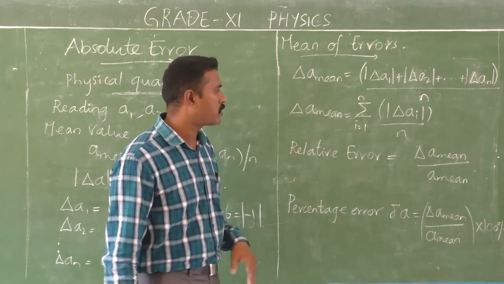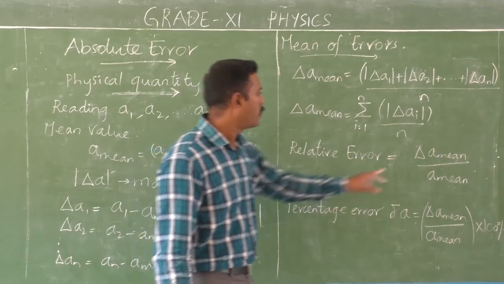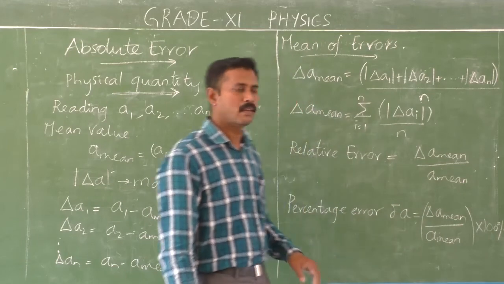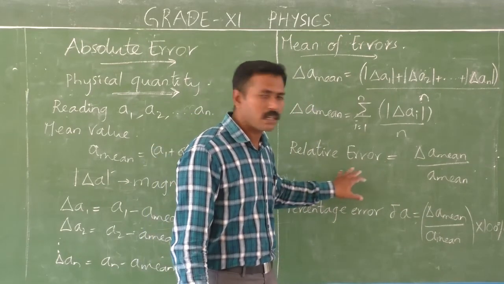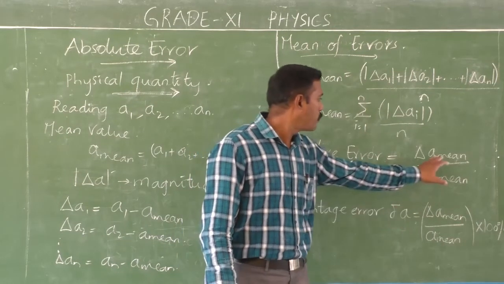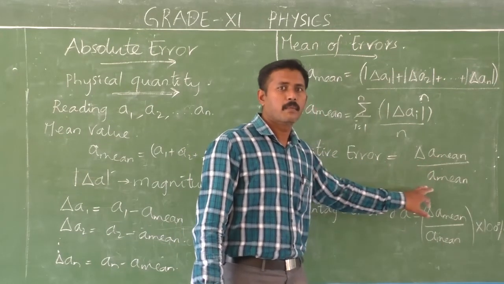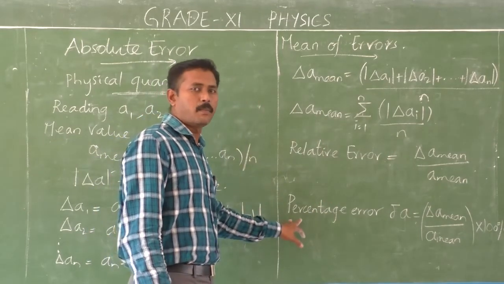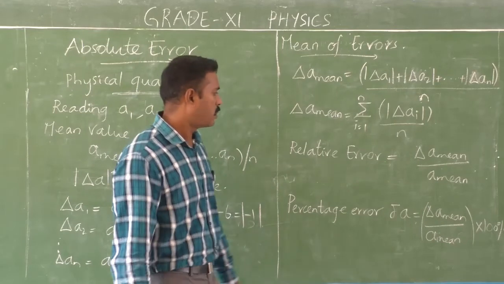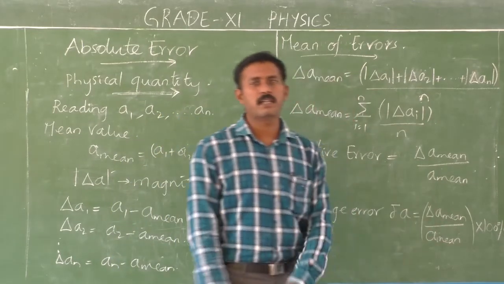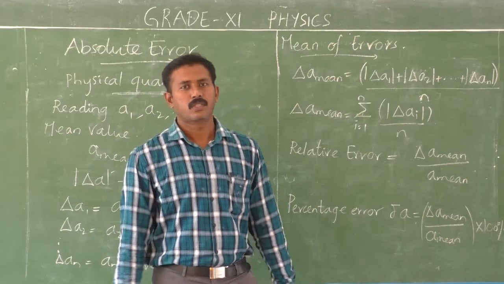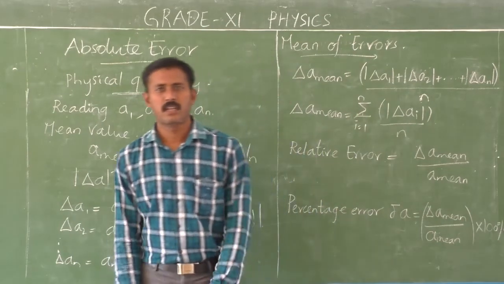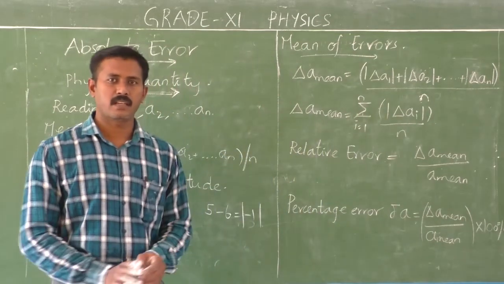What is relative error? It is the ratio of the mean absolute error to the mean value. I repeat, relative error is the ratio of the mean absolute error to the mean value. Finally, percentage error. The relative error multiplied by 100 gives the percentage error. When the relative error is shown as a percentage, that is the percentage error.